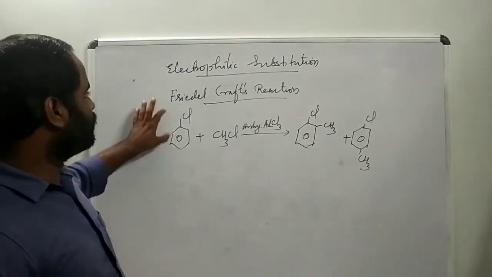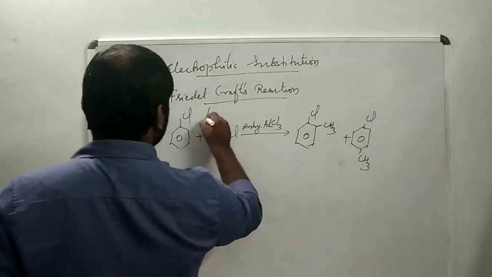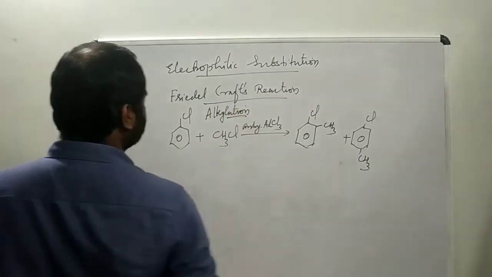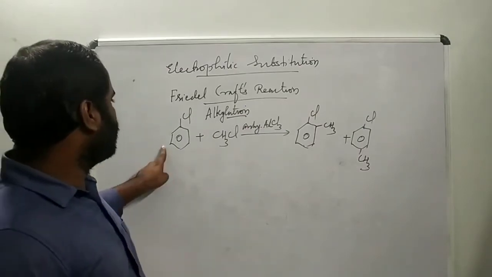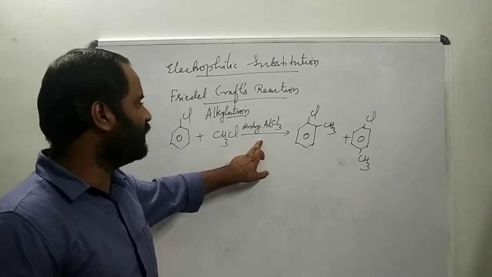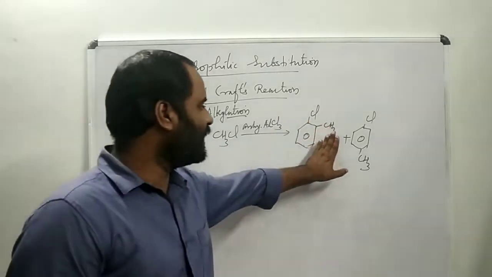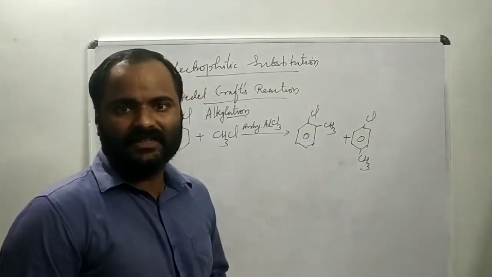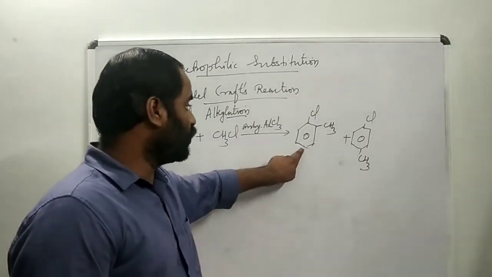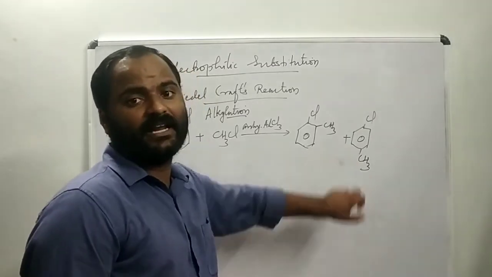So this is alkylation. This reaction is known as the alkylation reaction. That means when a compound reacts with an alkyl halide in presence of anhydrous aluminum chloride, you are getting an alkyl, a methyl group, in the benzene ring. This is known as the Friedel-Crafts alkylation reaction. This compound is ortho-chlorotoluene and this compound is para-chlorotoluene.